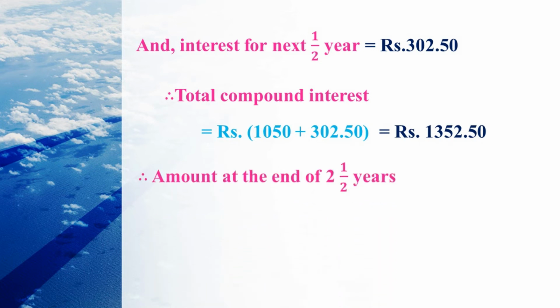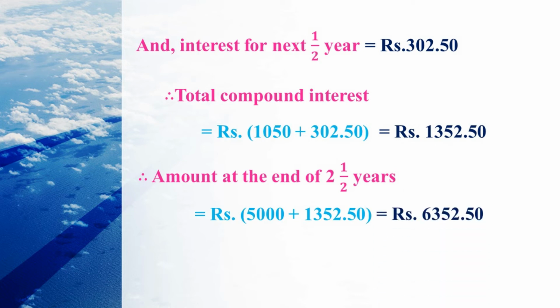1,352.50. Therefore, amount at the end of 2.5 years is equal to rupees 5,000 plus 1,352.50, we will get rupees 6,352.50. So amount is rupees 6,352.50 and the compound interest is rupees 1,352.50. Now we are going to learn another sum.